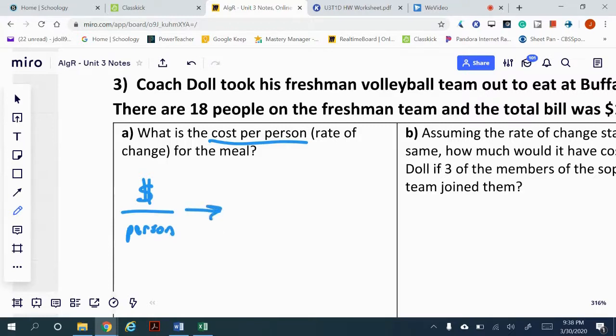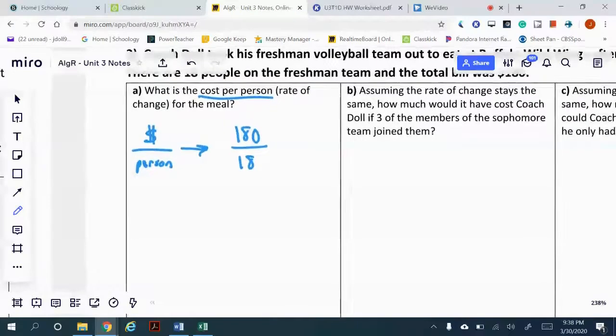So when we look at what we have, the amount of money is 180 and the number of people is 18. But we have a problem because that's not singular. So what do we have to do? We have to take the 18 in the denominator and make it singular, divide by 18 in the numerator. And what we're going to get here for our final answer is $10 per one person.